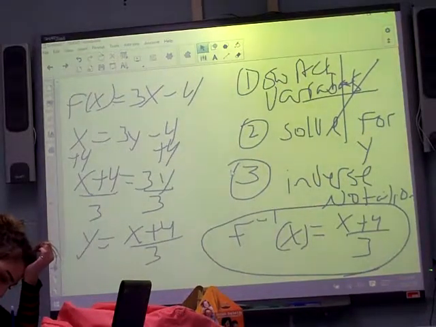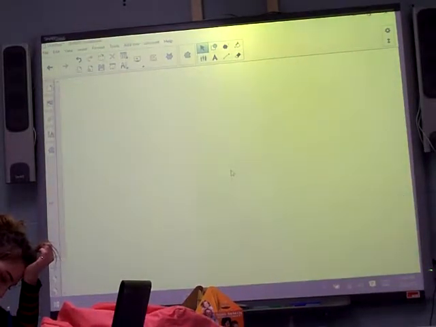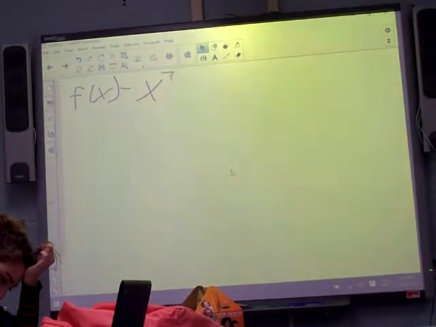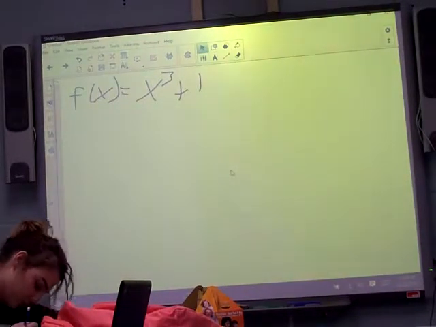Alright, let's do one more of those, then we'll look at the last thing. This one says f of x equals x cubed plus 1. Directions are the same as the last one. Decide whether it's 1 to 1. If it is, find the equation of the inverse.